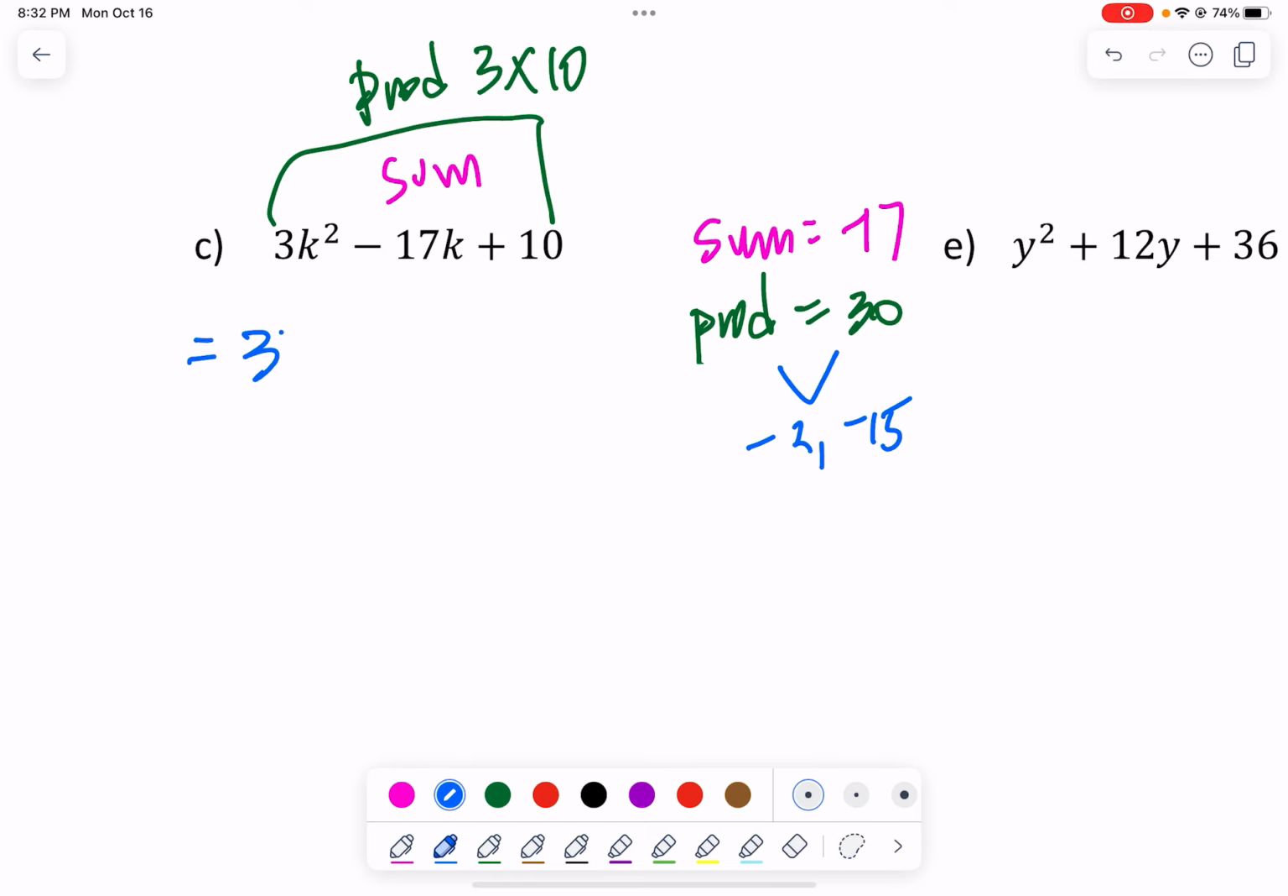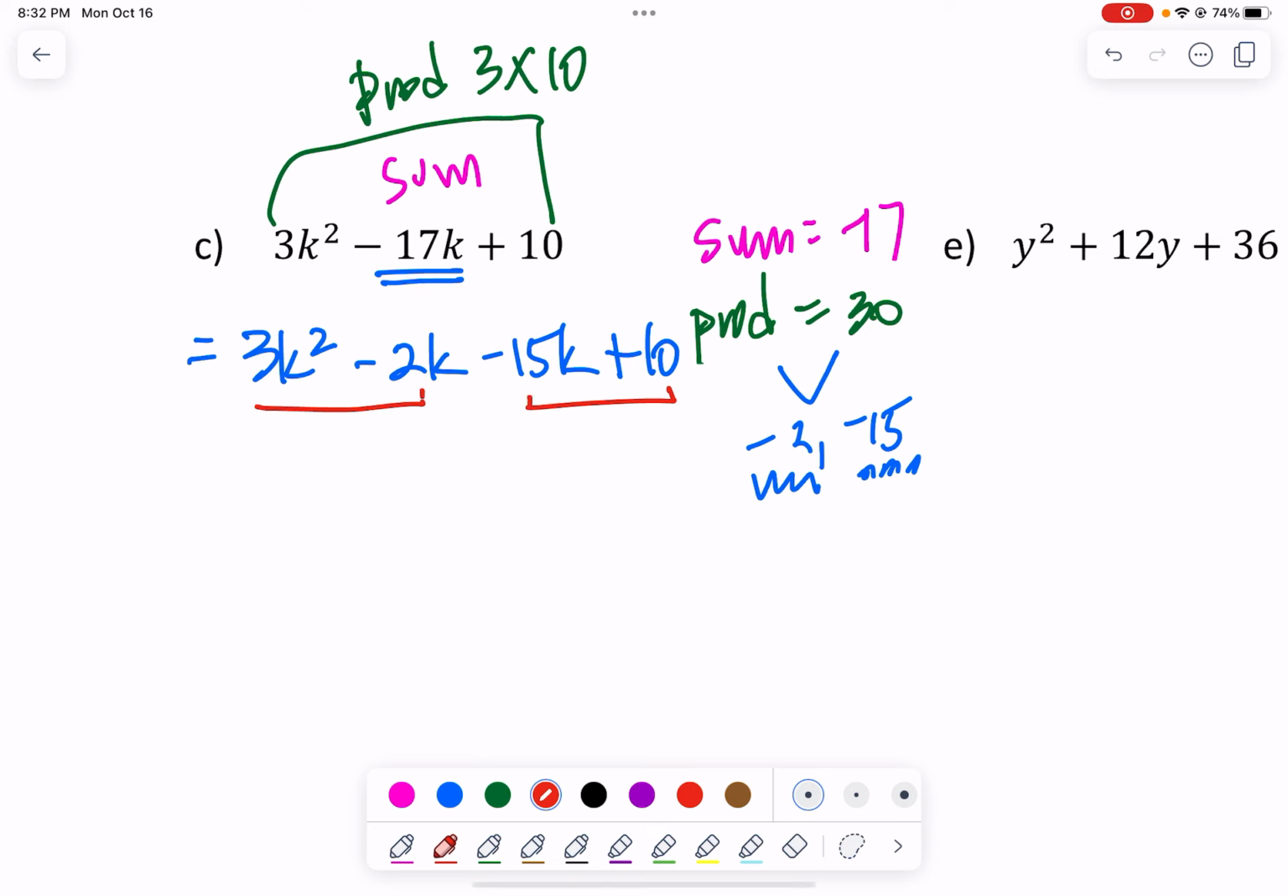So we're going to decompose this middle minus 17k into minus 2k. That came from there. And minus 15k. That came from here. And then it's still plus 10. And then we're going to factor by grouping. And these are our two groups.